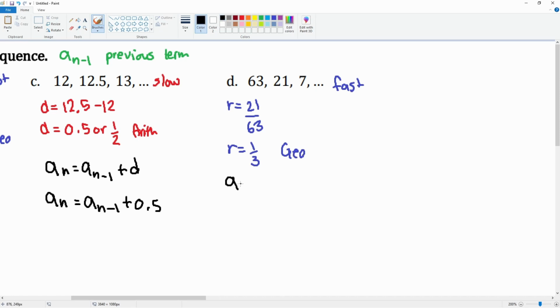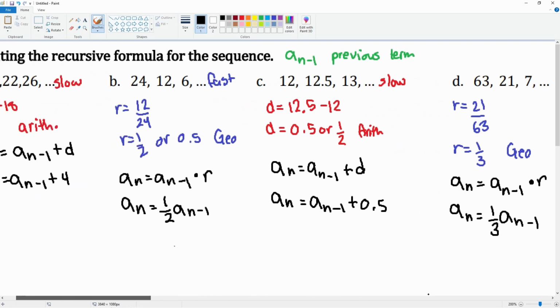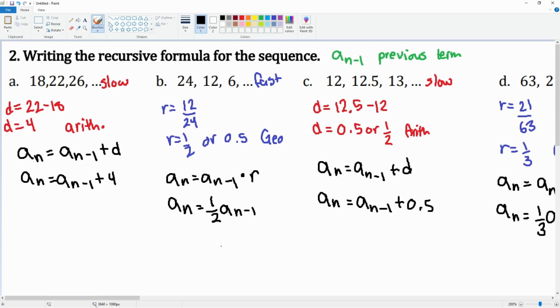The formula for a geometric sequence is an is equal to previous term times the common ratio. So it is an is equal to, this time we put the common ratio in front, 1/3 times the previous term of an minus 1. So there you go. That is how you write the recursive formula for any of these sequences.